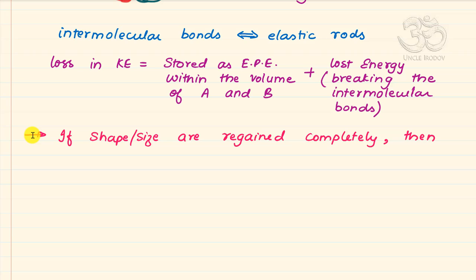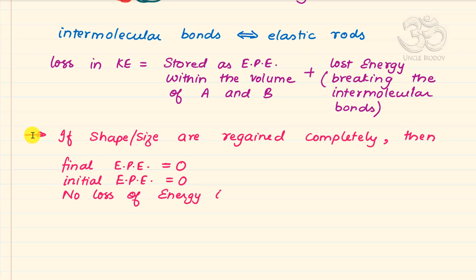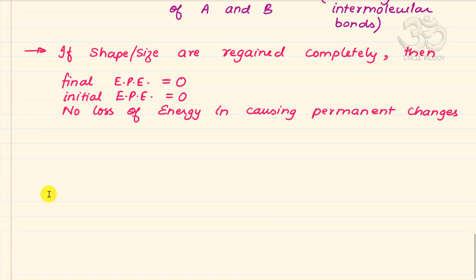then final elastic potential energy is 0 because there is no deformation in the substances. Initial elastic potential energy was also 0 and no loss of energy in causing permanent changes to the intermolecular structure.